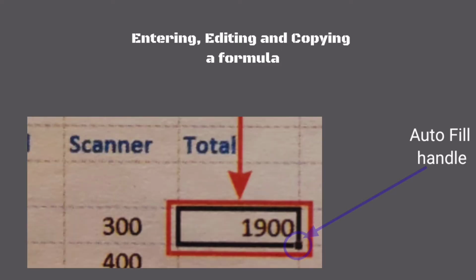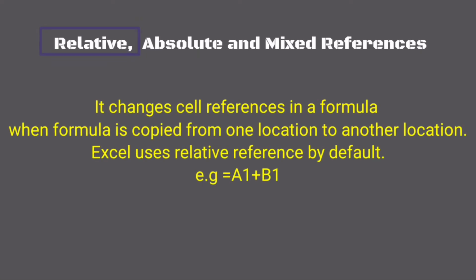Next we have the fill handle or autofill handle. So this handle is used to copy the formula downwards or to the left or right side. Next we have references. First is the relative reference. It changes the cell references in a formula when the formula is copied from one location to another location. It is used by Excel by default. For example, equal to A1 plus B1. This is the relative reference.